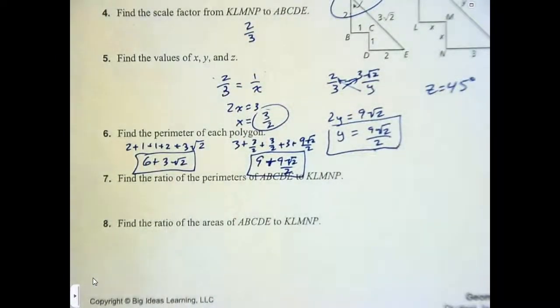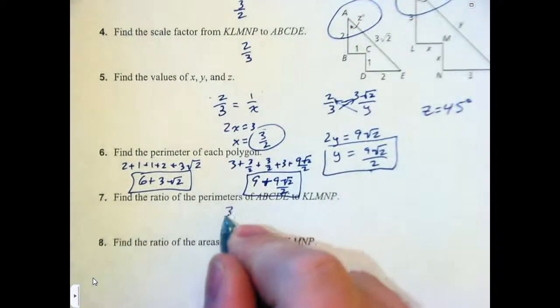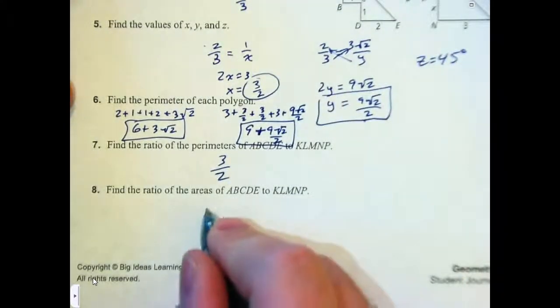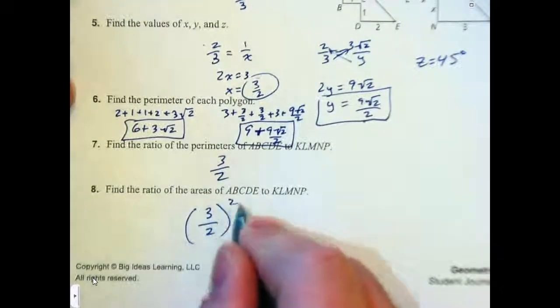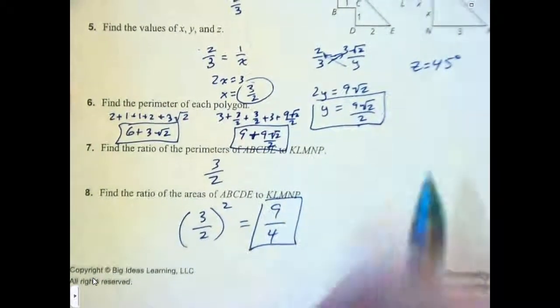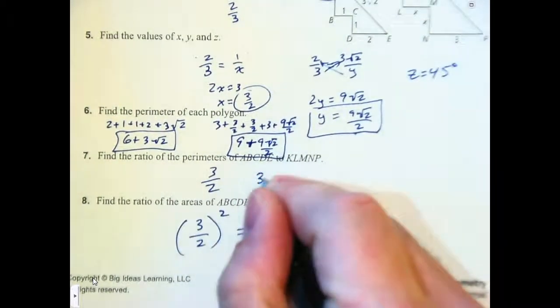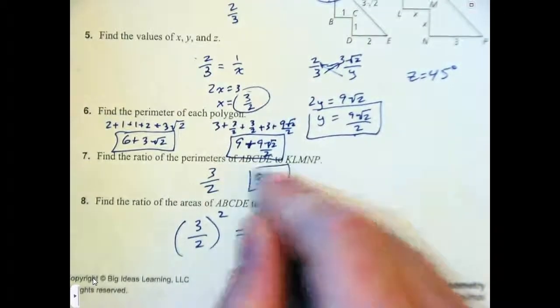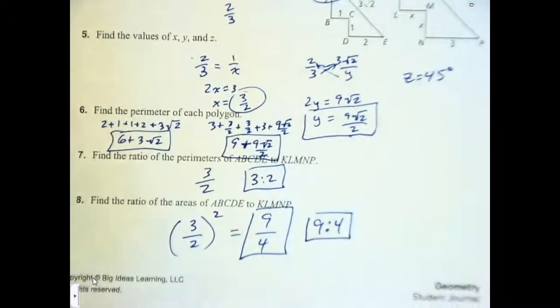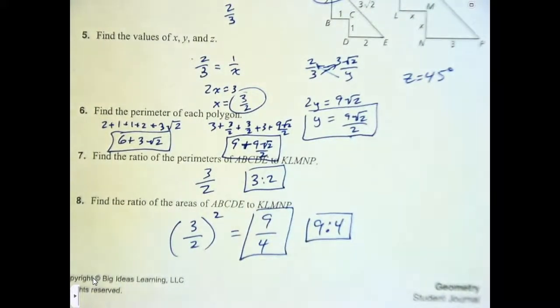The ratio of the perimeters is the same as the scale factor, so it's 3 over 2. However, the areas, we've got to square that, so it's 3 over 2 squared, which is 9 over 4. You can also see this as, may look like that. You'll sometimes see it written like that. Same thing. All right, questions?